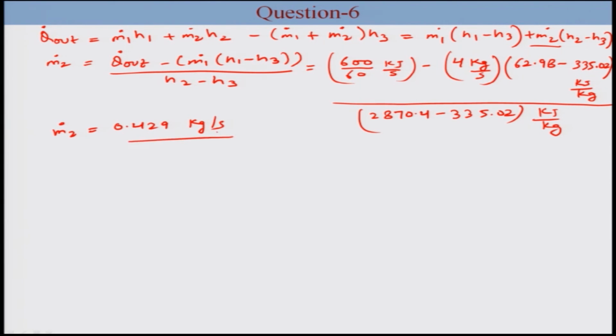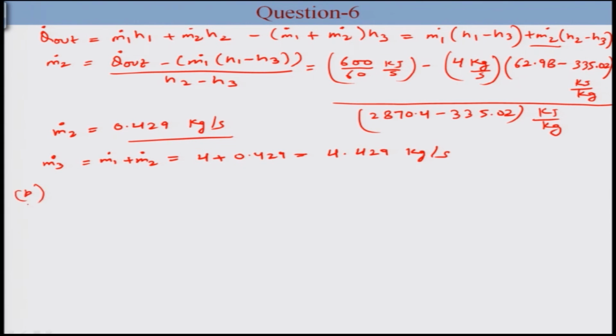So, this is the mass flow rate of the superheated stream which is entering. From this we can also determine the final mass flow rate coming out of the mixing chamber, that is m3 dot, which is equal to m1 plus m2 dot, and this is equal to 4 plus 0.429, which comes out to be 4.429 kg per second. Now, in the second part we have to determine the wasted work potential during this mixing process.